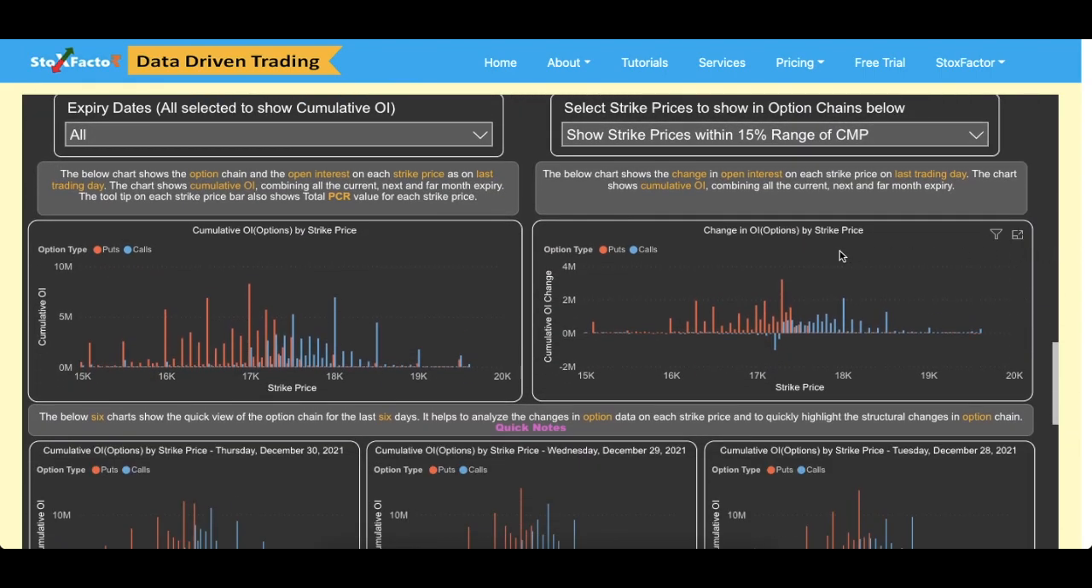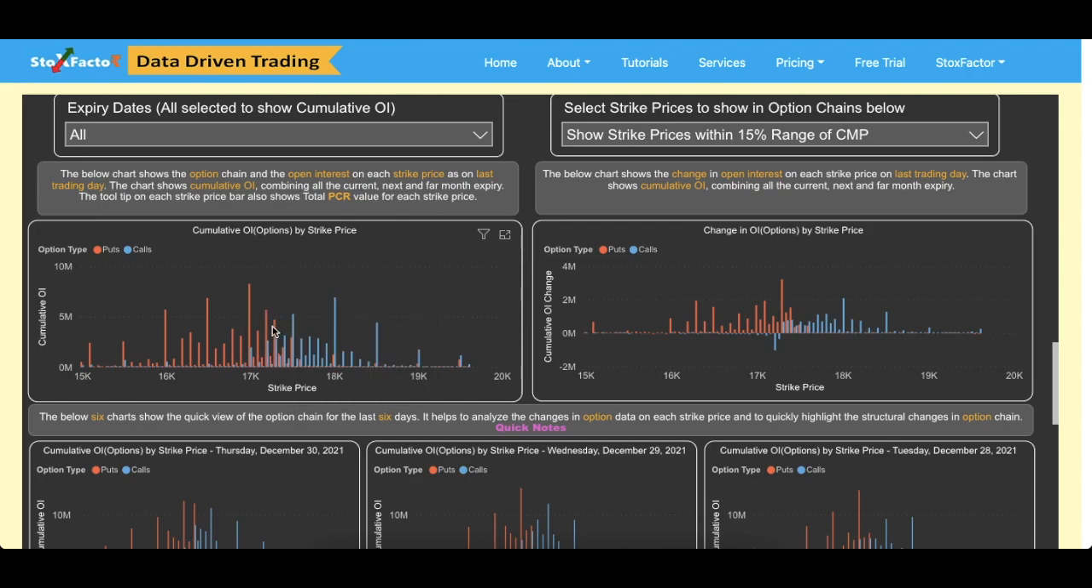On the last trading day, we can see that huge put writing happened at 17,300 and we saw some call unwinding at 17,200 levels, almost a 27% reduction. This is again a bullish signal that the 17,200 to 17,300 zone is acting as a support for Nifty. We can also see in the total cumulative open interest that 17,300 has more puts than calls. Similarly, we can see the put call ratio of 17,200 is 2.16, meaning puts are almost more than double as compared to calls.